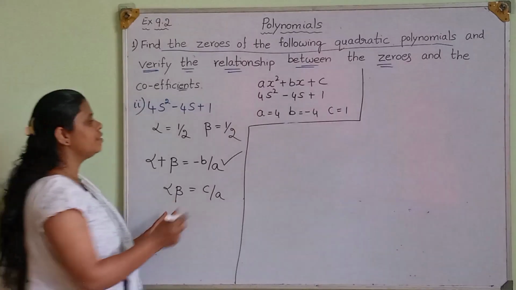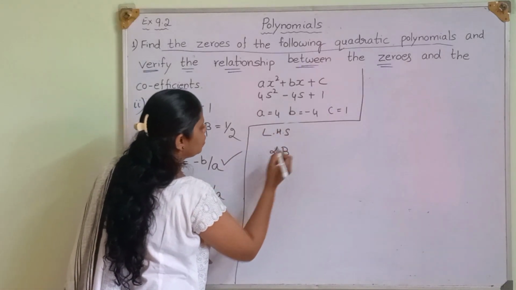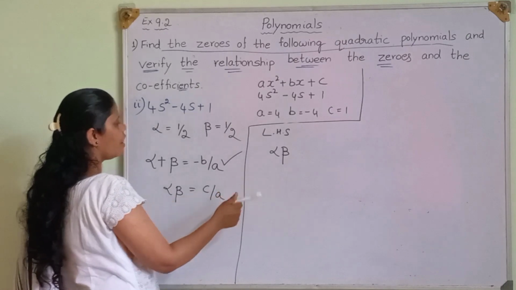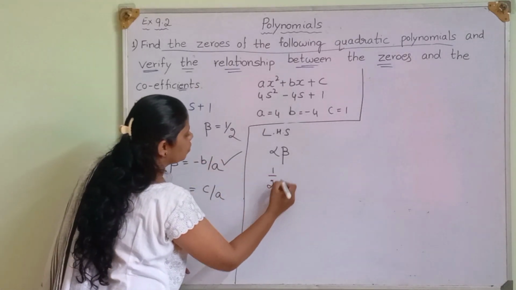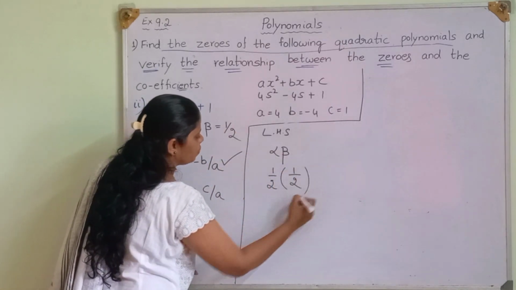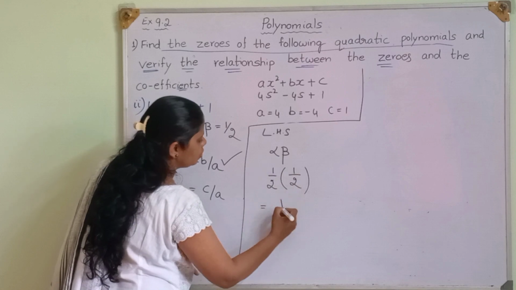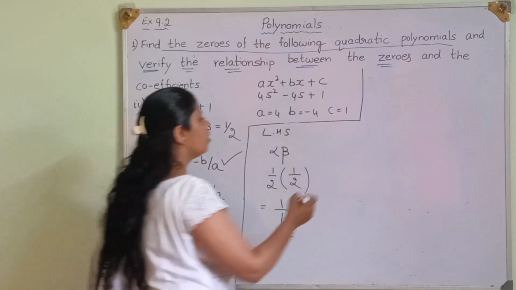Alpha into beta. In this, LHS is alpha into beta. The value of alpha is 1 by 2, and the value of beta is 1 by 2. 1 into 1 divided by 2 into 2 is 4. So 1 by 4.